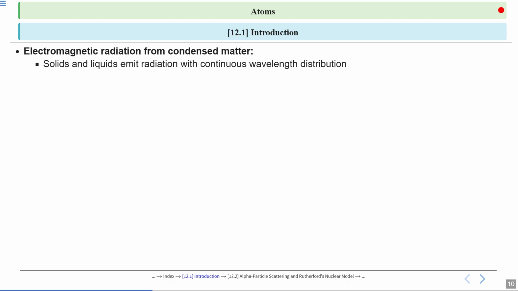Notice that solids and liquids emit radiation with a continuous distribution of wavelengths. This means they don't just emit a few specific colors or lines, but rather a smooth spread of all possible wavelengths. This is different from the sharp lines we see in the spectra of gases at low pressure.